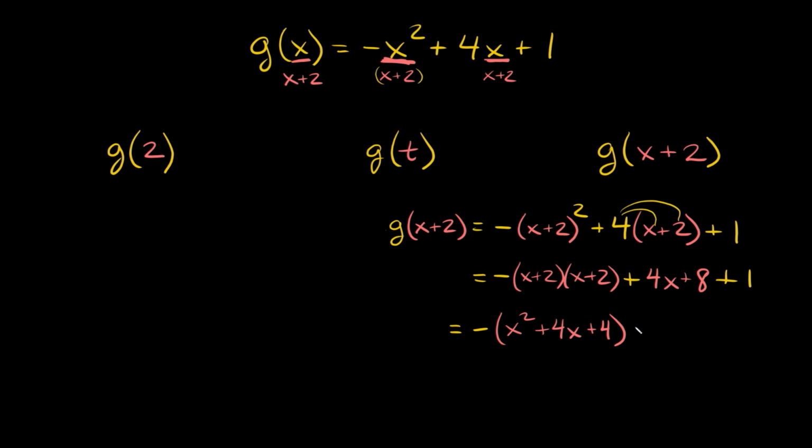Okay, and then here we have plus 4x, and then plus 8 plus 1, which we can just combine as 9, right? So we could just write that as plus 9.